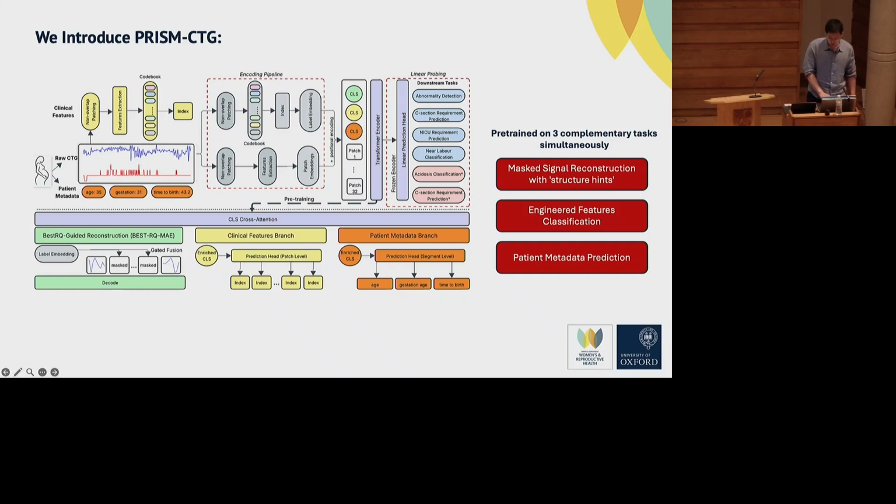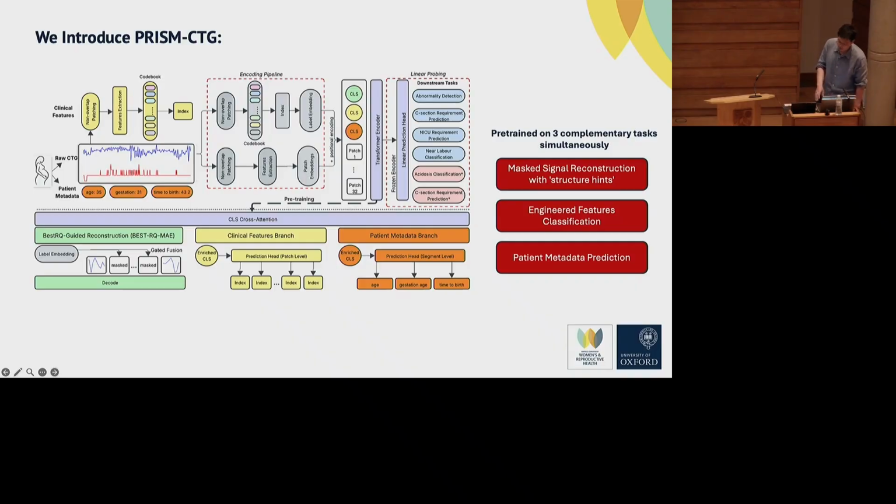So, we pre-train the model on three tasks simultaneously. First, we randomly mask a portion of the CTG and let the model rebuild its signal, giving it a hint about the trace structure through the random projection. Second, we make the model learn up to 17 established CTG features. And lastly, we ask it to estimate gestational age, maternal age, and how close the trace is to birth based on the given CTG.